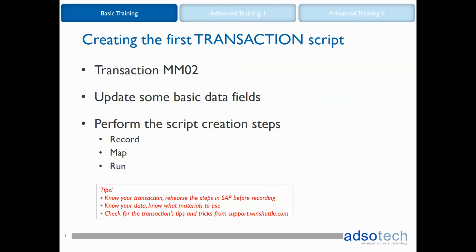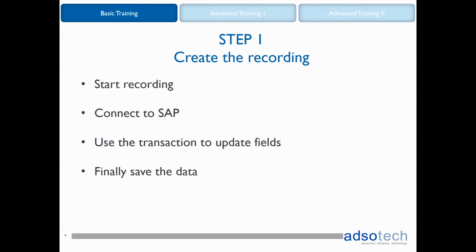Before you start recording a new script, you should know your transaction in SAP. So rehearse the steps in SAP if you are unsure of the things that you are going to do in SAP. Also know your data. So in this case, know what material to use and what data to put onto that material. You can also go to Winshuttle's support side and check for any kind of tips and tricks for this particular transaction to be recorded. So our first step is going to be to create a recording.